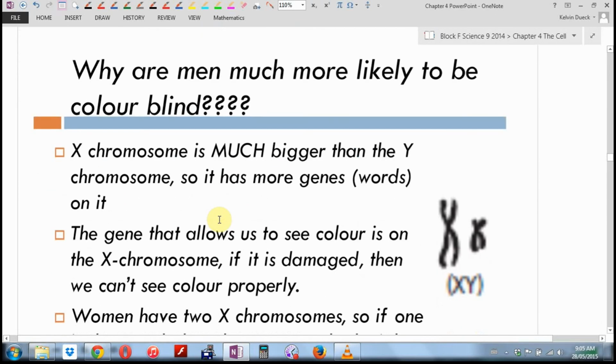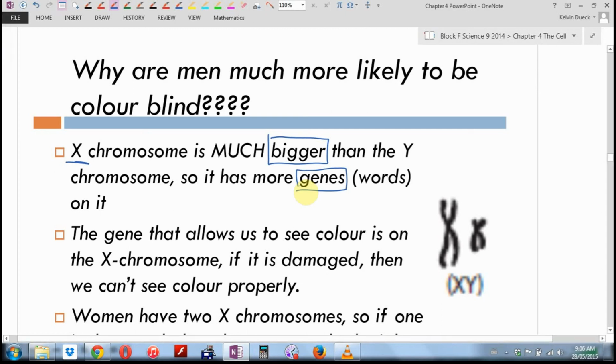So, why are men so much more likely to be colorblind? The X chromosome is much, much bigger than the Y chromosome, so it has way more genes or words on it. Yes, girls, you're more complicated than guys, as if you didn't know that already.